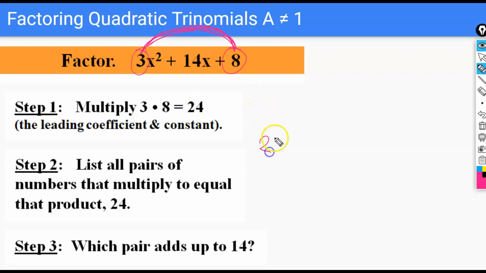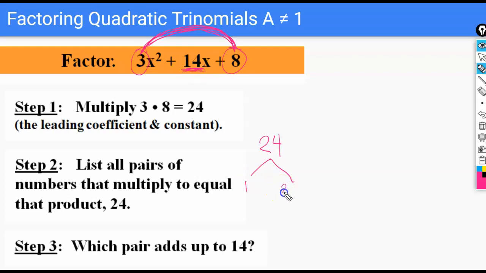So 24 is the number that we want to find all the pairs of numbers that multiply to equal that. So we're still looking for two numbers that multiply to equal 24, but add to equal that b value. So we want it to multiply to be positive, so they're both positive or they're both negative. Since they're adding to equal positive, they must both be positive.